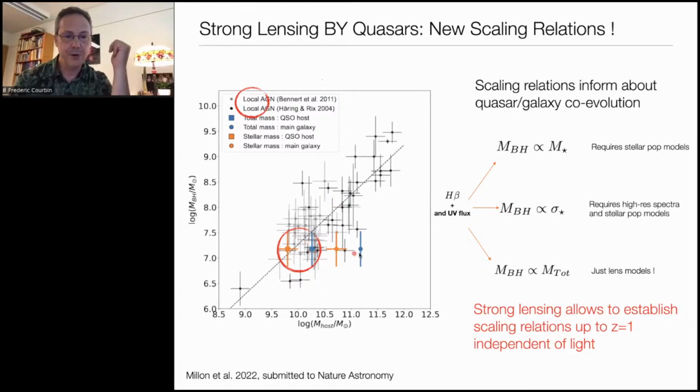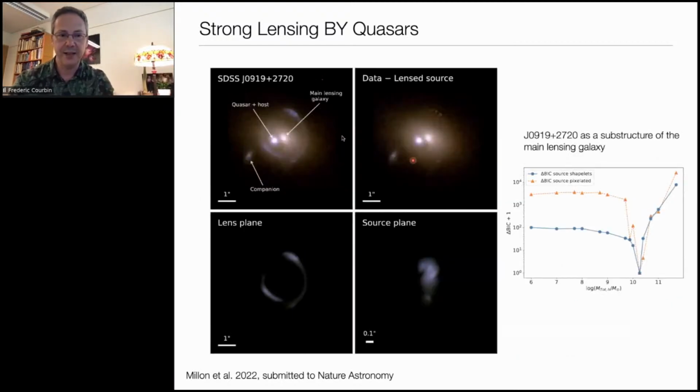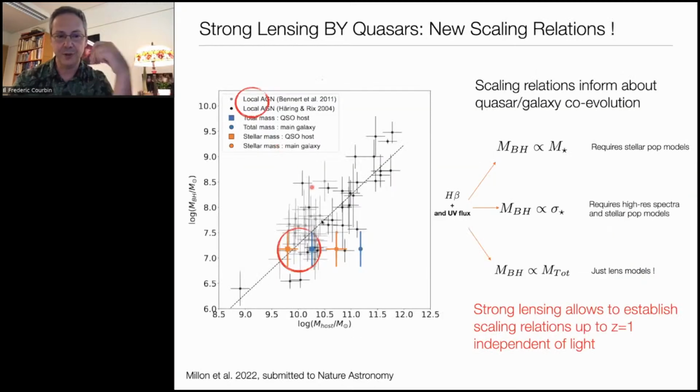So there, the blue points are the total mass of the main lensing galaxy. So remember, main lensing galaxy is that one. And the host galaxy of the quasar is the thing you don't see here under the quasar, but we get its total mass. So the total mass of, sorry, the QSO host, yeah, is here. So falling on the relation. Oh, it's only 1 point, but okay. But it means that before you needed to establish this relation to measure the stellar mass, which is extremely hard. So you can't do this at high Z.